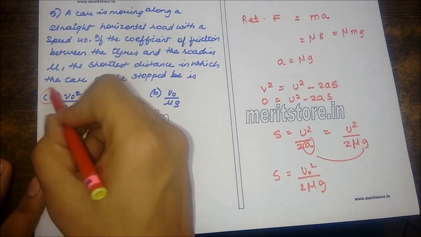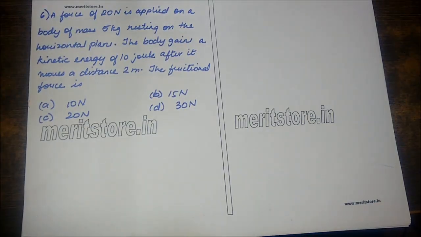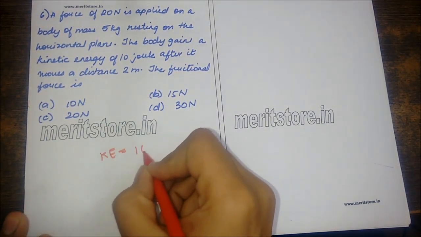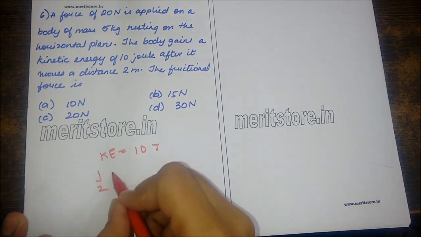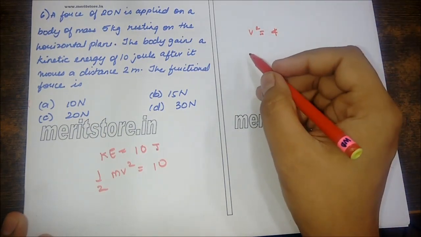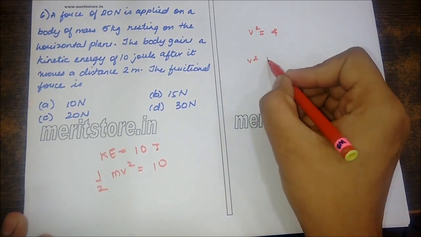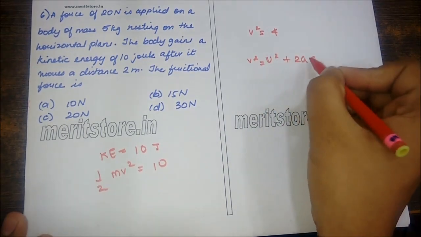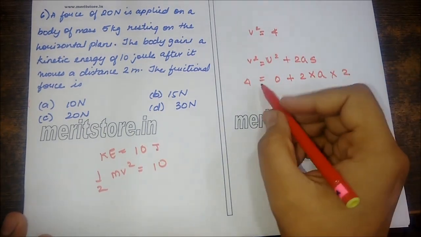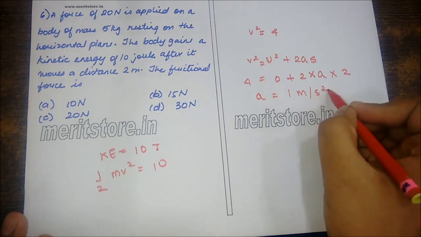That is option A. A force of 20 Newton is applied on a body of mass 5 kg resting on the horizontal plane. The body gains a kinetic energy of 10 joules after it moves the distance of 2 meters. The frictional force is. Now to solve this question we know kinetic energy of the body is 10 joules. Half mv square is equal to 10. v square is equal to 4. Third equation of motion gives us v square is equal to u square plus 2as. So 4 is equal to 0 plus 2 into a into 2. So value for a is equal to 1 meter per second square.